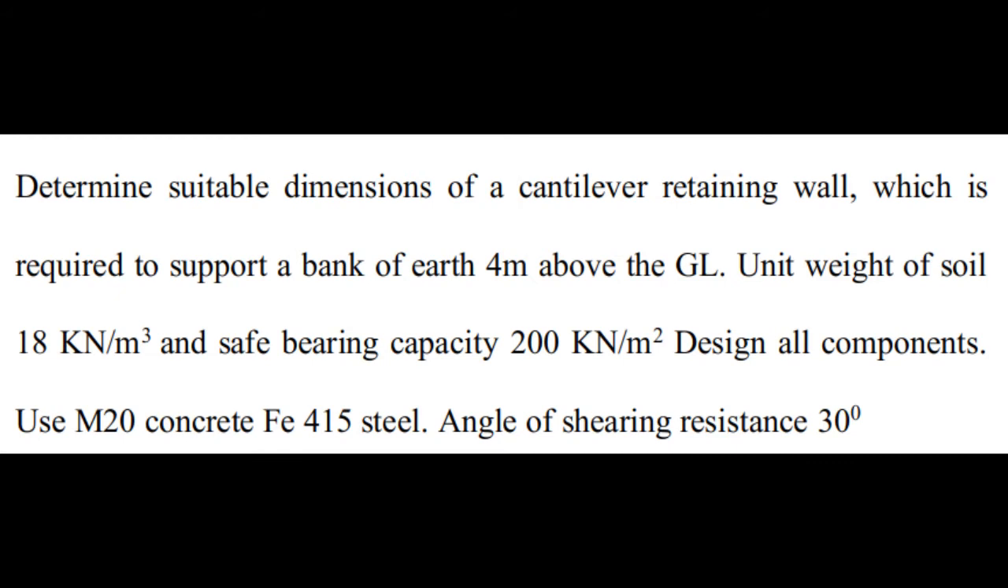Determine the suitable dimensions of a cantilever retaining wall which is required to support a bank of earth 4 meter above the GL. Unit weight of soil is 18 kN per meter cube and the safe bearing capacity 200 kN per meter square. Design all components. Use M20 concrete and Fe415 steel. Angle of shearing resistance is given as 30 degree.